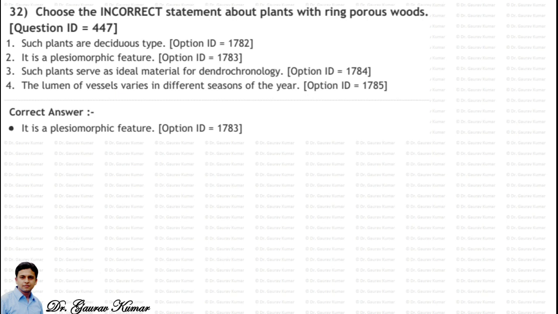Next question: choose the incorrect statement about plants with ring porous wood. The answer is actually that it is a plesiomorphic feature. This is a bit of a tough question, I'll say. Since most of the fellow aspirants applying for the MSc Botany Entrance Exam, it will always be better to leave such questions because they come under the tough category and the chances of getting them wrong are more. So you should always go for the safer side. Better not to go for the negative marking, although I'll give an explanation of this.